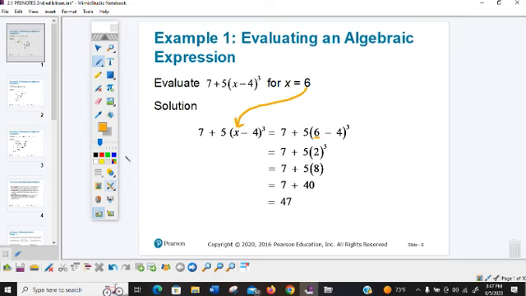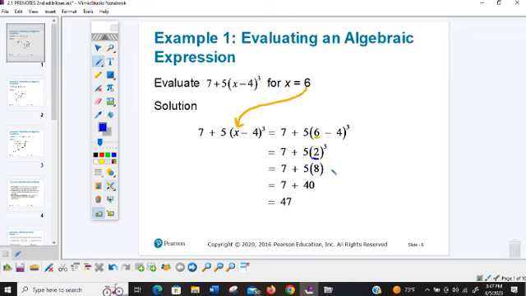Now we have to use order of operations. Order of operations, remember, please excuse my dear Aunt Sally. We do parentheses or grouping symbols first. So the first thing we're going to do is this 6 minus 4, and that is going to give us 2. Now we have 7 plus 5 times 2 cubed.